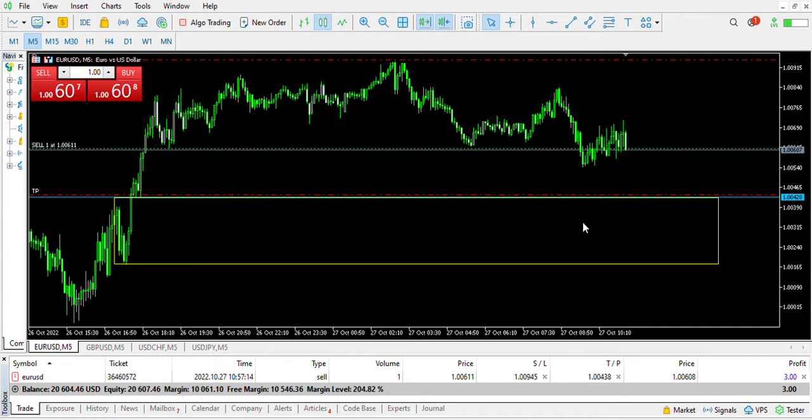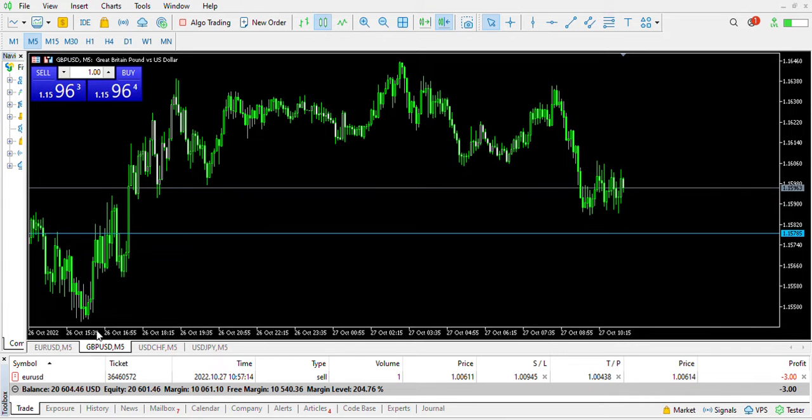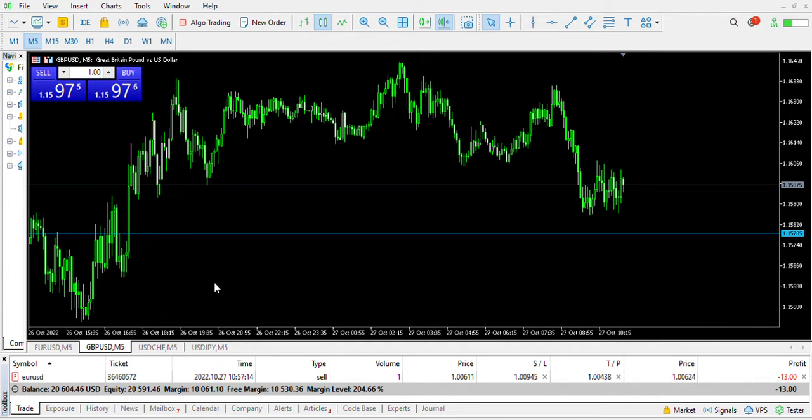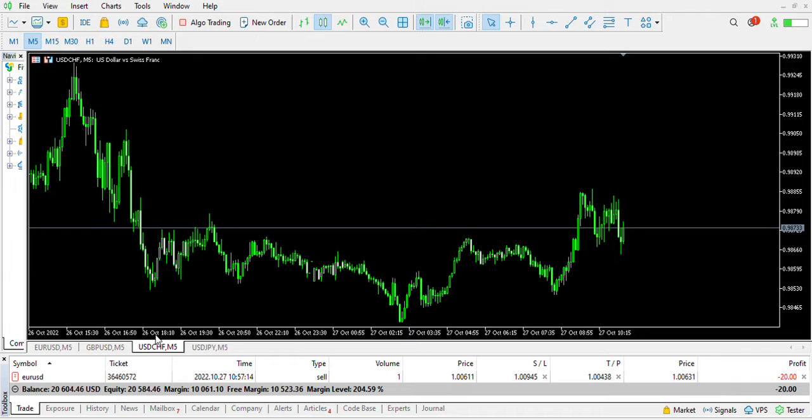Now, in terms of confluence, I look at a similar pair. So GU is doing the same thing, just dancing around this demand here. So it was going to generate liquidity here and eventually push down to this demand and get bought up and go back up potentially. And then same with USD CHF.